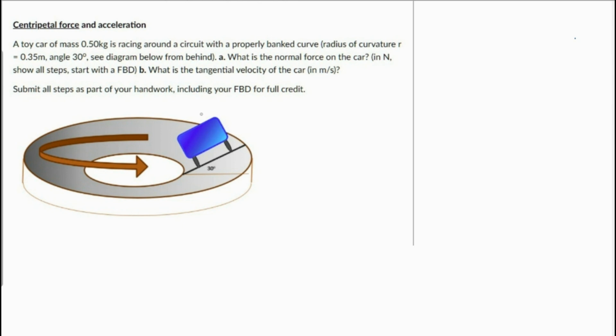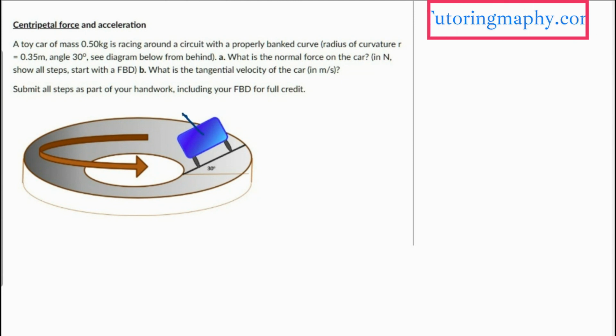So for the FBD, first it will definitely have a normal reaction, something looking like this. It will have a gravity force, which is something like this. And then we have to, of course, make the components of the normal force. So the components are going to be looking like this. We have to be a little careful about the angle.